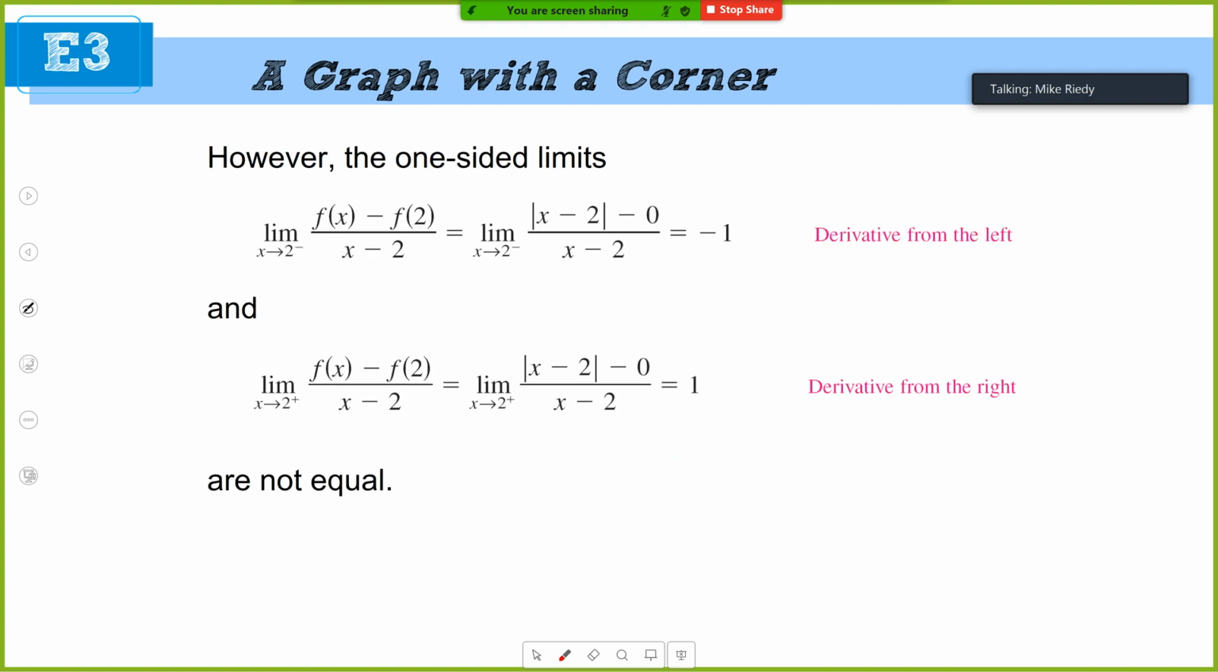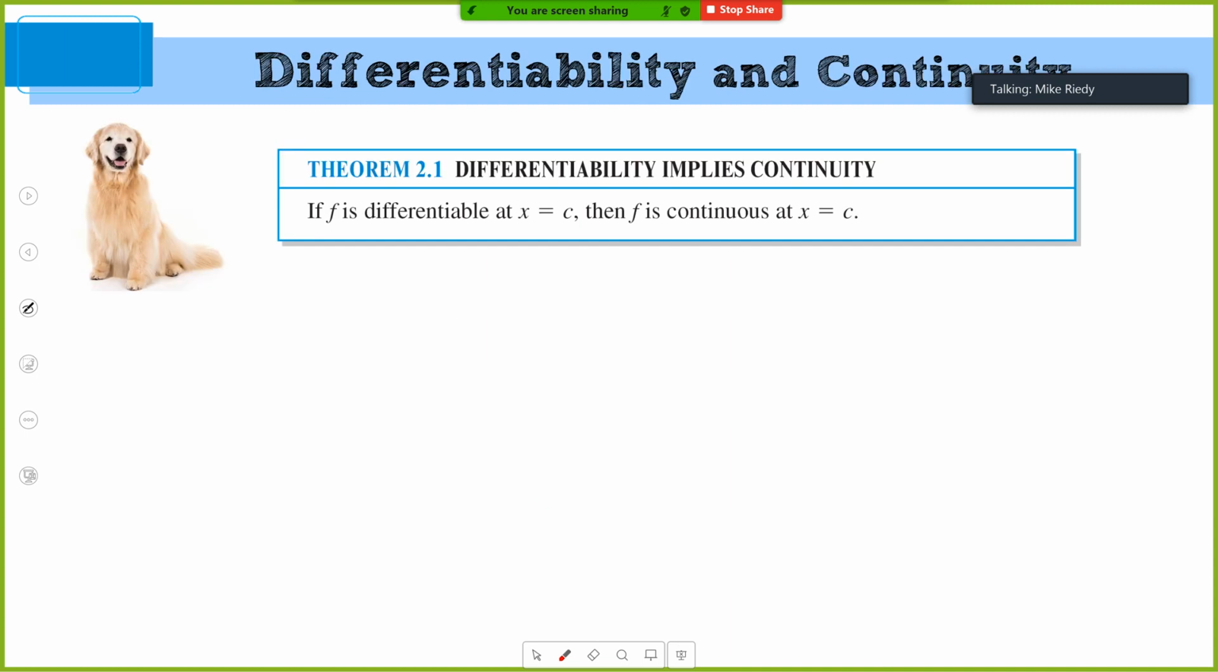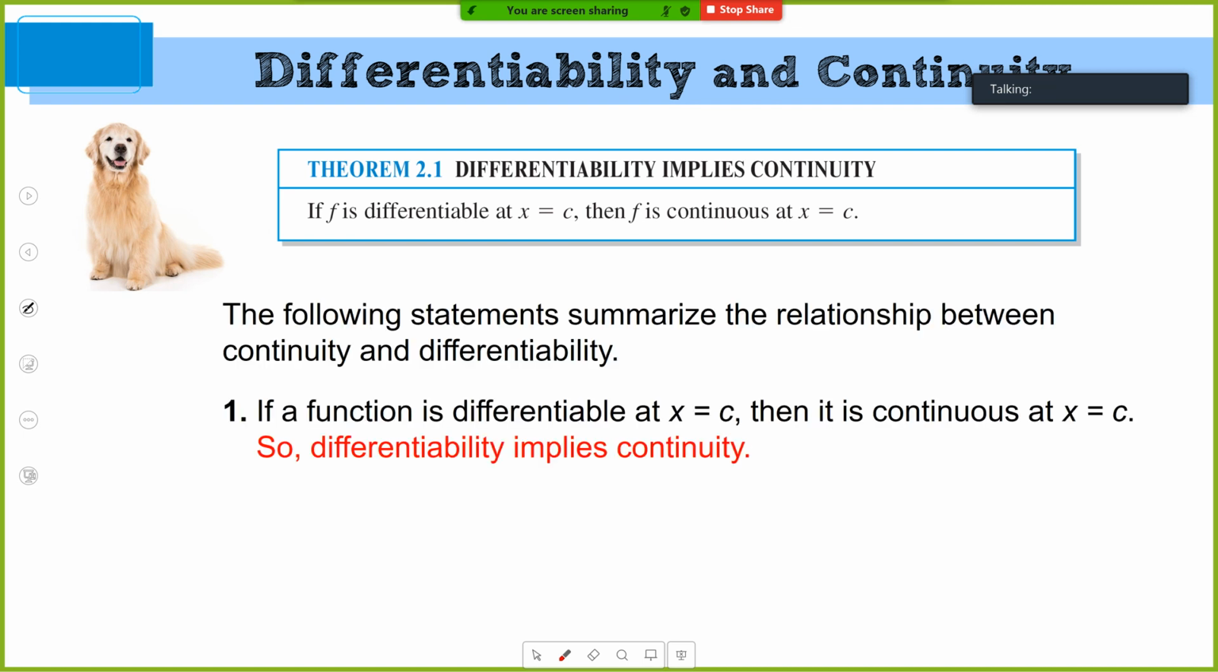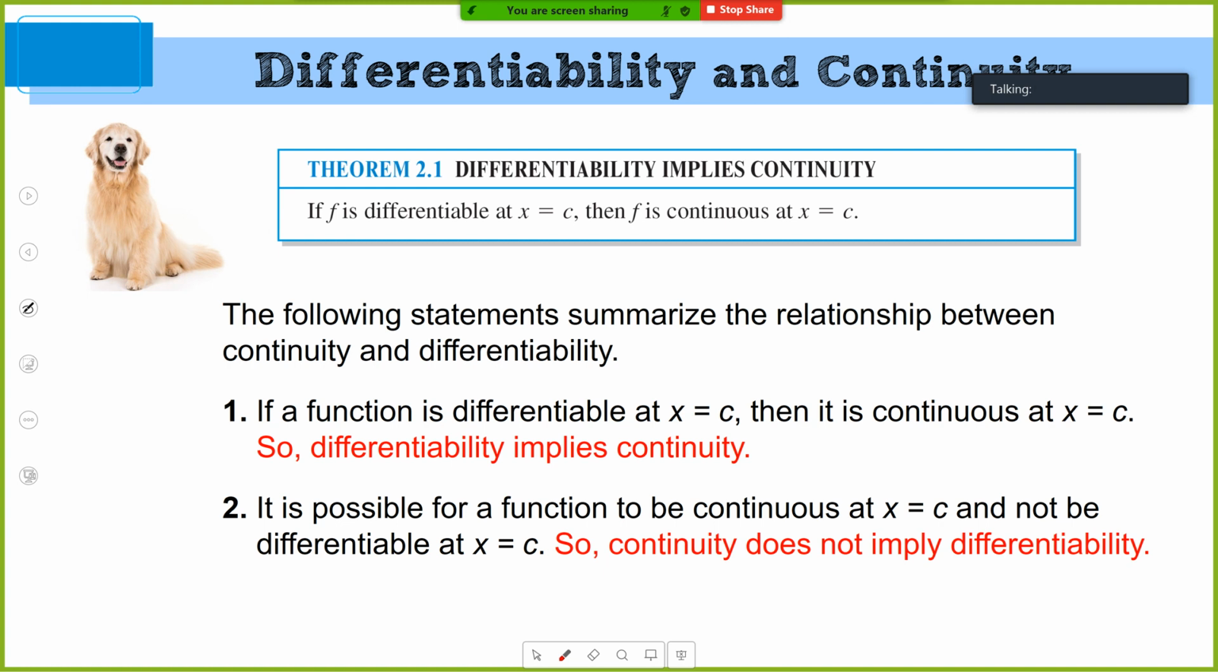Okay, so we did that already. We talked about the slope at the left and the right-hand side. And so we get to this idea. If a function is differentiable, in other words, if you can take the derivative everywhere, then it has to be continuous. Differentiability implies continuity. However, the opposite is not true. Continuity does not imply differentiability.